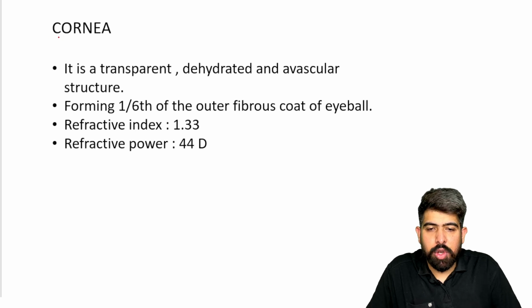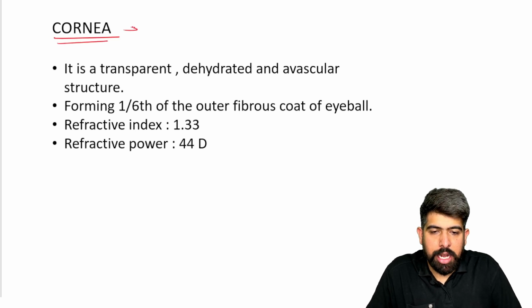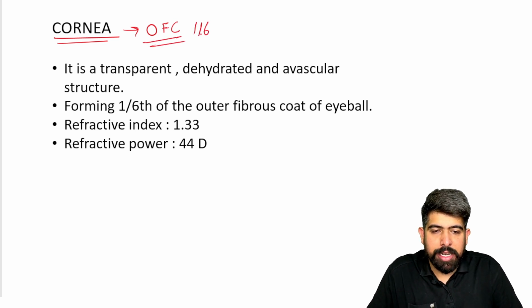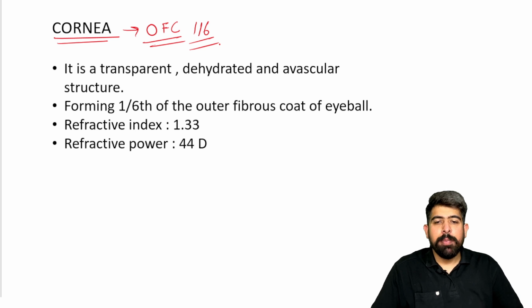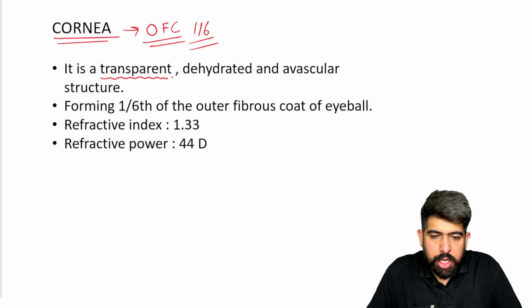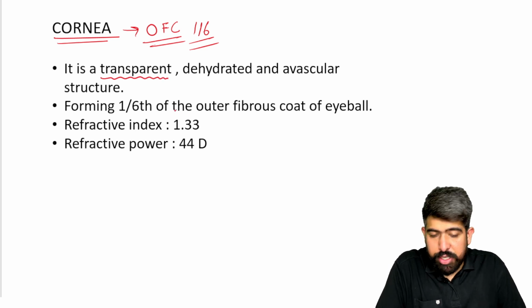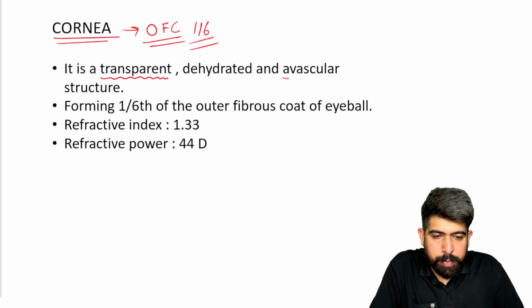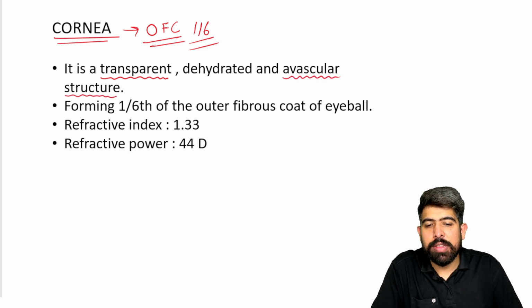As we have the cornea, this cornea is part of your outer fibrous coat, as I already told you, and in the outer fibrous coat it forms only one-sixth, just a very small part. Speaking specifically about the cornea, it is a transparent structure, dehydrated and avascular. Please remember the avascular structure: your cornea does not have any kind of vascularity.